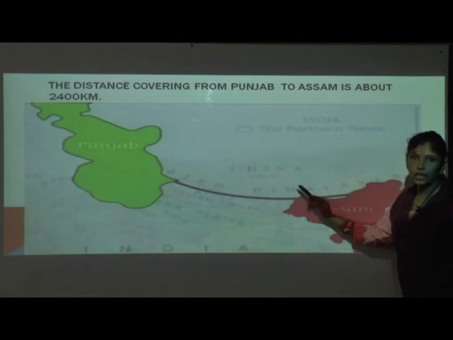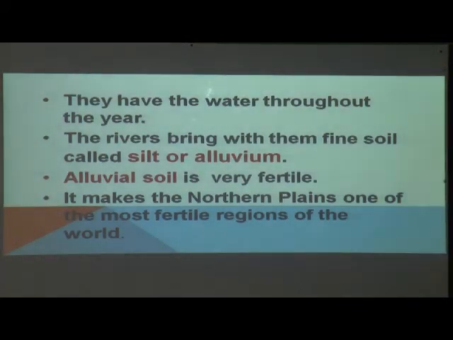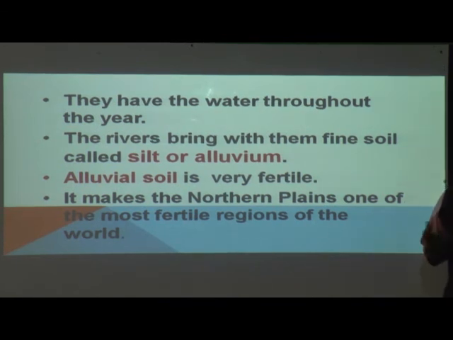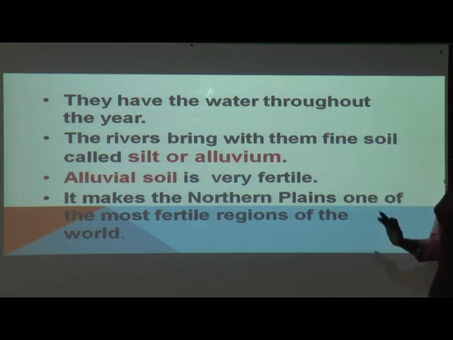2,400 kilometers. Okay. Now the next point is they have water throughout the year. Yes, of course, in the Himalayas there will always be snow. So when any season comes, even in summer, that water will be flowing out. So they have water throughout the year.